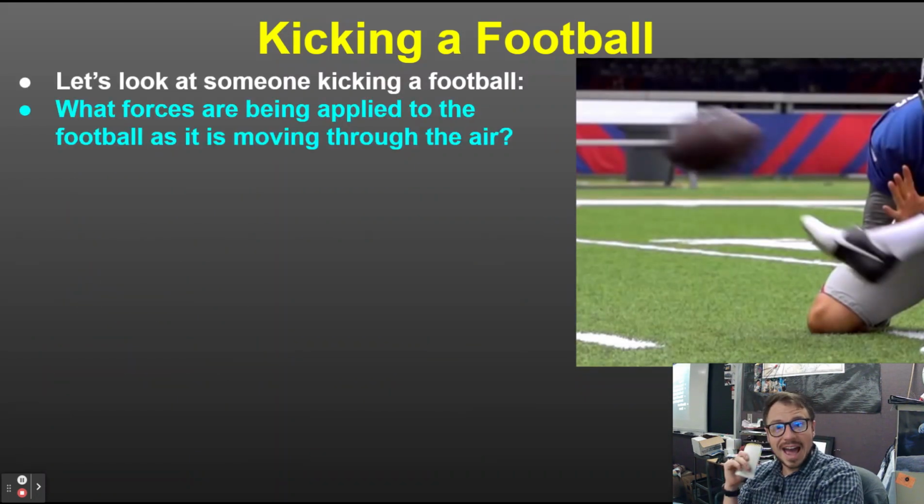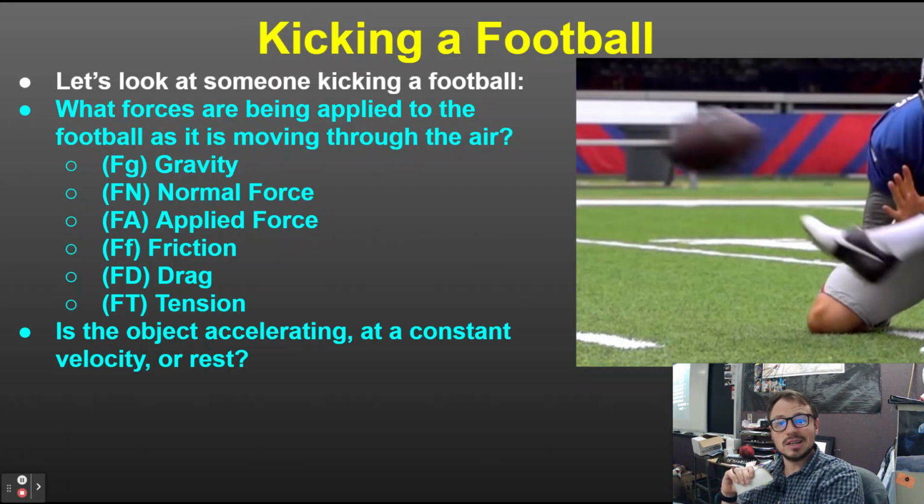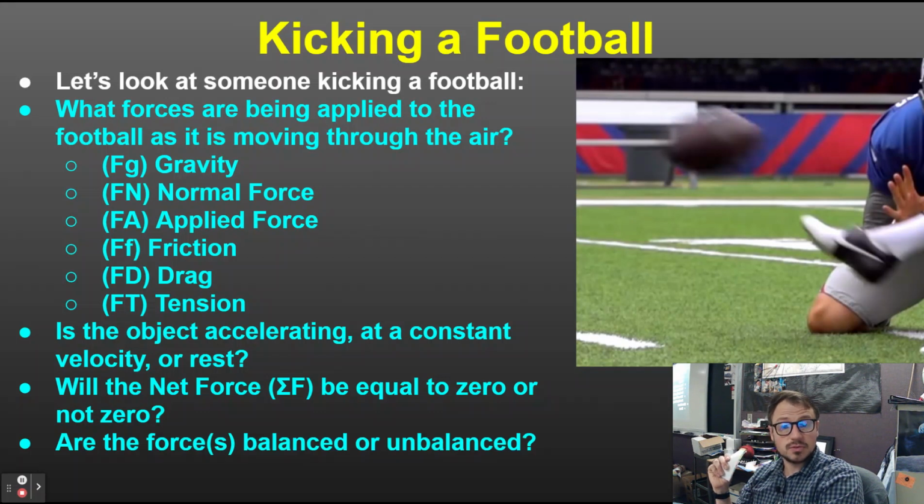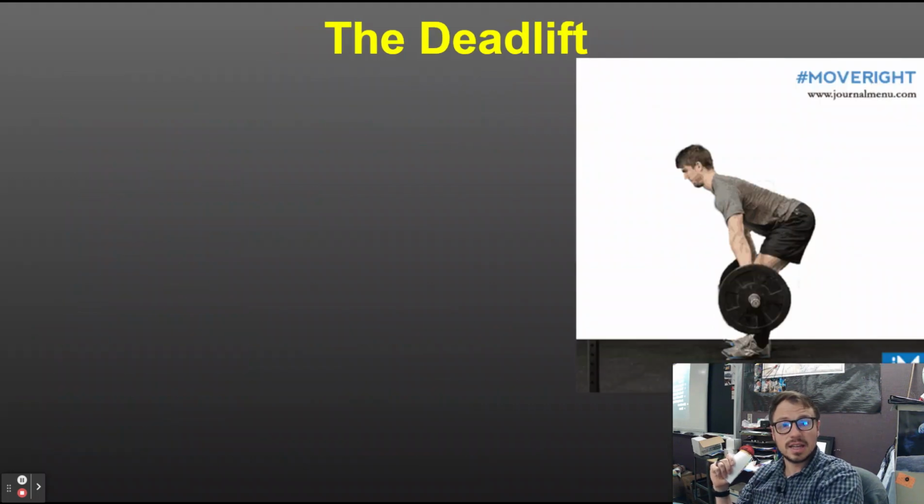Now, let's take a look after the football is going through the air. The kicker has stopped kicking it now, right? So think about what's being applied to it. Now, this one's kind of tricky. This object will be accelerating, and it's because gravity's pulling it down. The net force will not be 0. There will be a net force accelerating this object, and the forces are unbalanced. So this is what I mean by that. You're going to have gravity pulling down, and you're going to have a drag force as it's going through the air. Notice these aren't balanced. You will have a net force going in this direction, and the football will be accelerating in that direction.